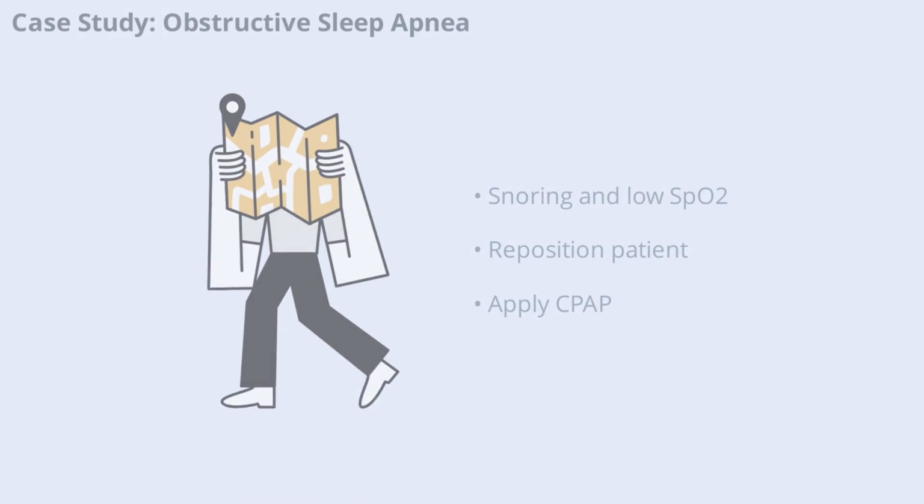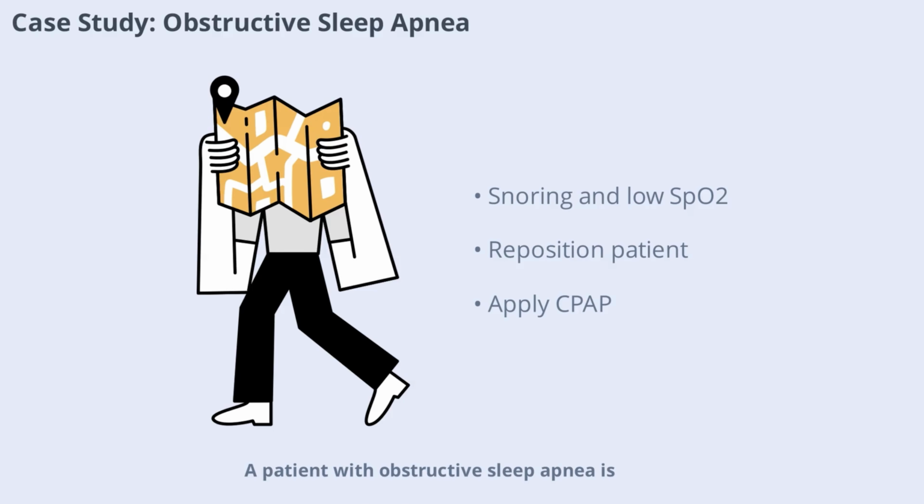Patient with obstructive sleep apnea is found snoring loudly and has low oxygen saturation. On the NCLEX, your priority is to reposition the patient, ensure airway patency, and apply CPAP if ordered. Address airway and breathing before other concerns.